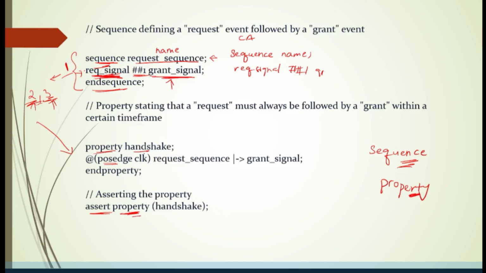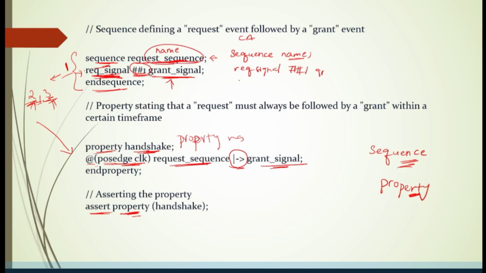Now, property handshake: at the positive edge of the clock, request sequence and then grant signal. This is the implication operator. I'll explain what this is in the upcoming sessions, so don't worry about that. Coming to this property handshake, this is also just a name. Just like a sequence can have any name you like, similarly a property can have any name. This property name is handshake. Now, for every passage of clock, this is my sequence: the request sequence should be followed by the grant signal.